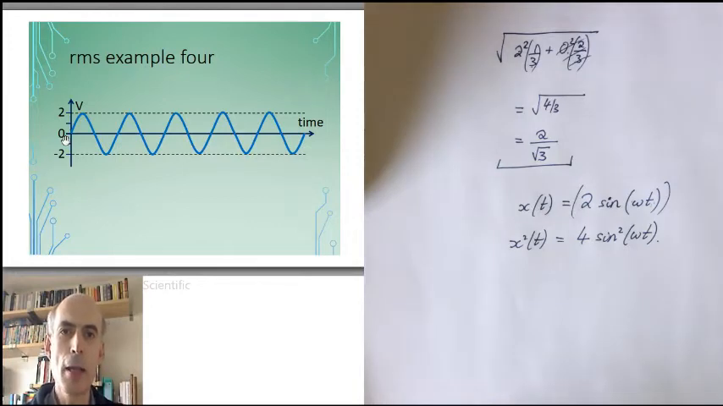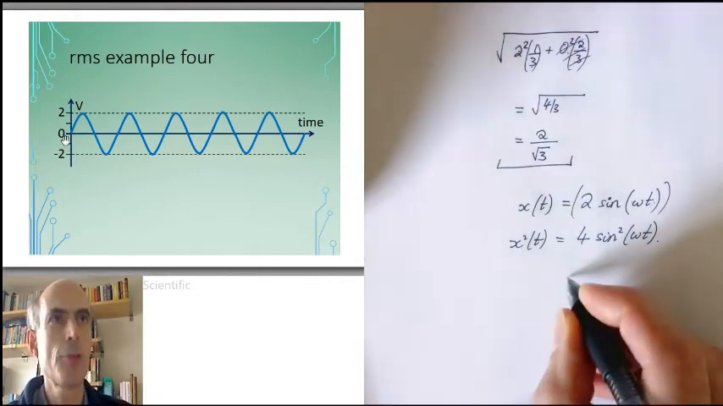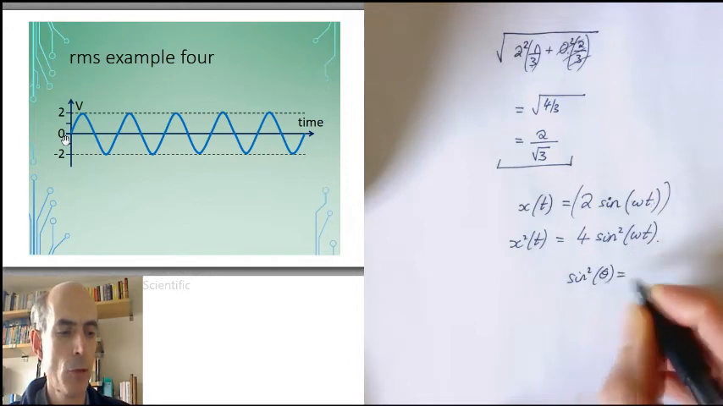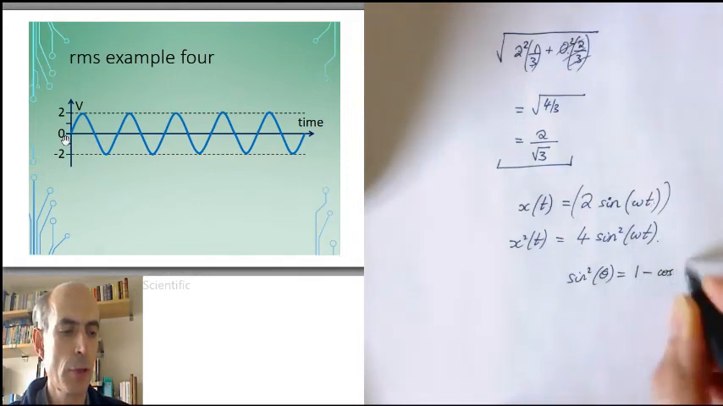And now I have to go and apply a useful trigonometrical identity. I hope you've come across this one. It's the one that tells us that sine squared of an angle is 1 minus cosine of twice the angle divided by 2.